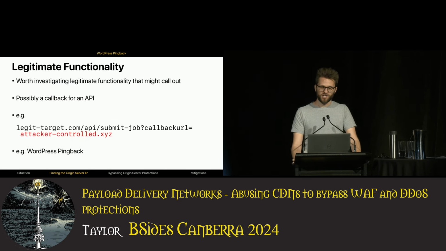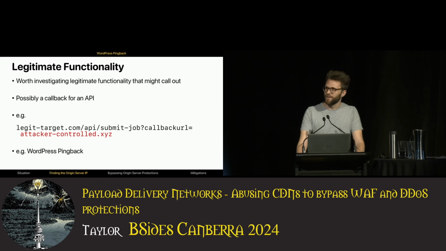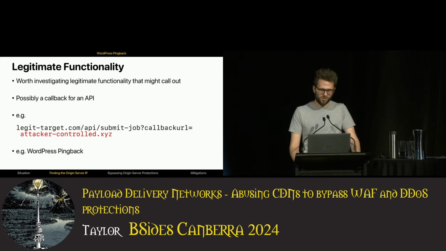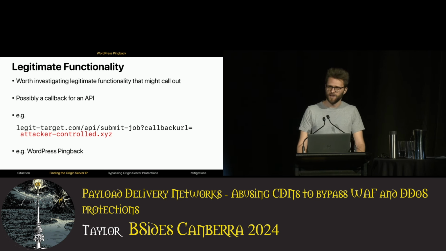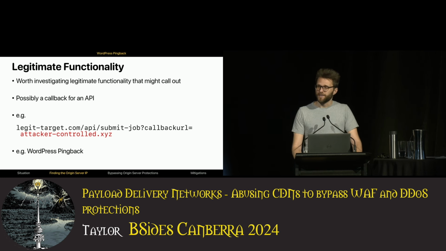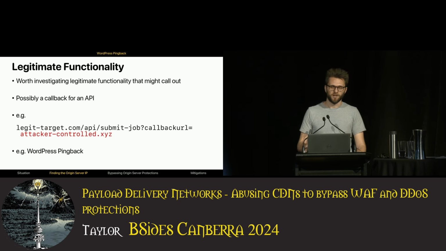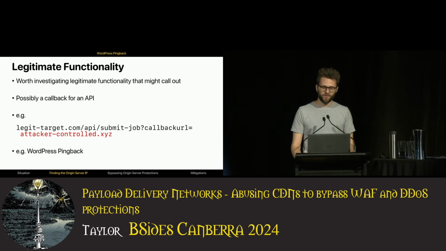There may also be some more legitimate functionality that might call back, possibly a callback for an API. So we have an example. Let's say you have an API where you need to submit a job. It might be training a large language model or submitting a scan or doing something that might take a couple of hours, something that's past the timeout of a standard HTTP request. So you submit the job and then the API will call back to you later when it's done. So you get the notification and you can continue on doing what you need to do. But if you have control over that callback URL, then you can put it to something that you control and observe where that request comes from.